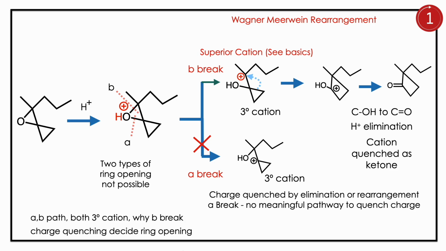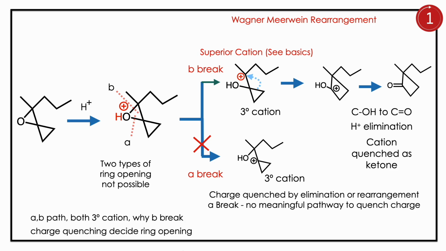Already discussed, it's a superior stable cation that forms. So the B break is possible, the cation formed is very stable. Then the ring opens, and you have again a cation near the alcohol. So the cation near the alcohol leads to the carbonyl because it has to quench. Finally, you have the quenched product.